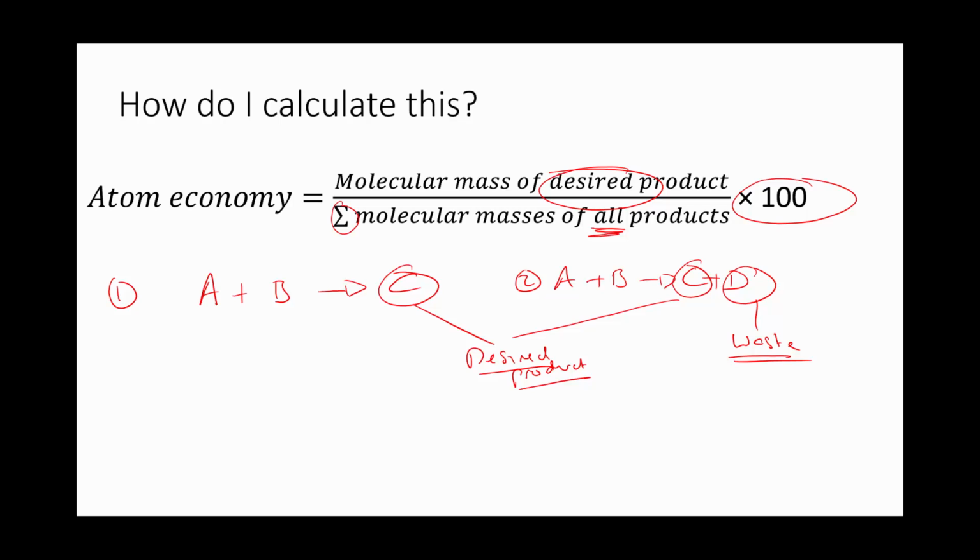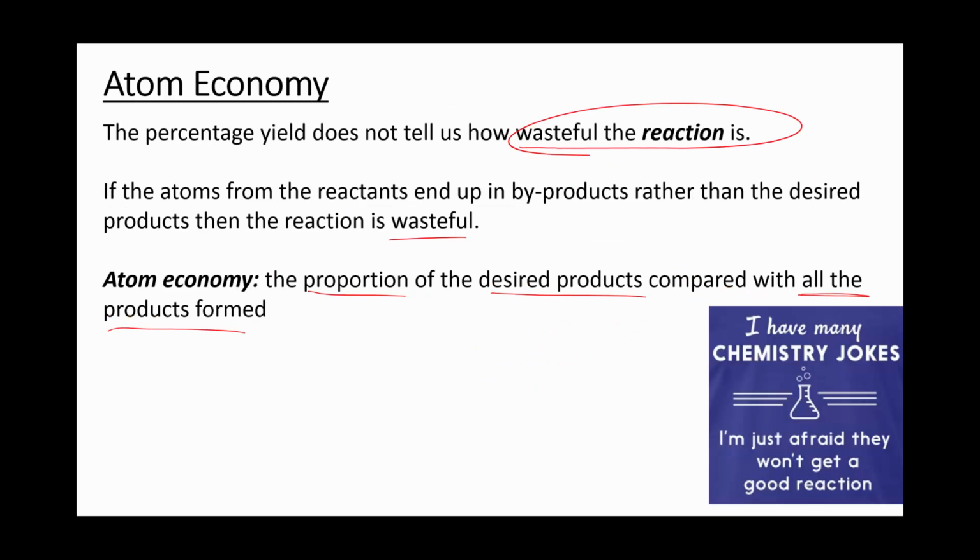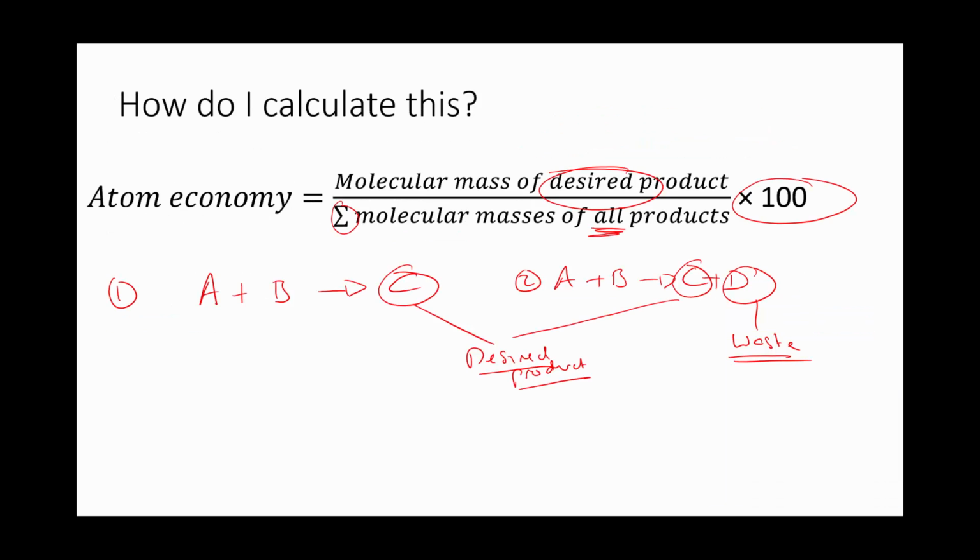And atom economy, if we go back to the last slide, tells us the proportion of desired products compared with all the products formed. In reaction 1, C is the desired product, and it's the only product which is formed. That's fantastic. We've got an atom economy of 100% there. With C and D, C again is the desired product, D is waste. Therefore, atom economy is not going to be 100 because we've got some manner of waste product.